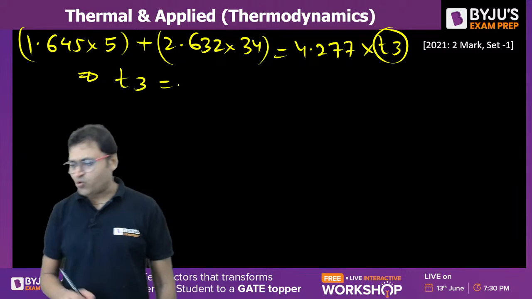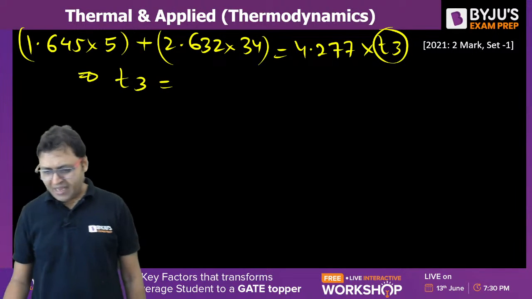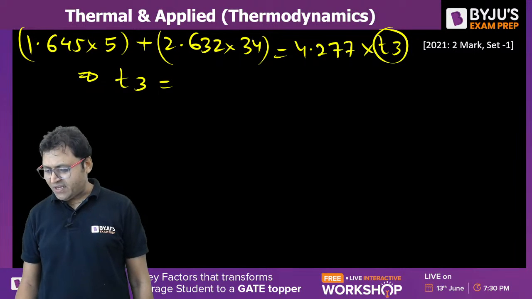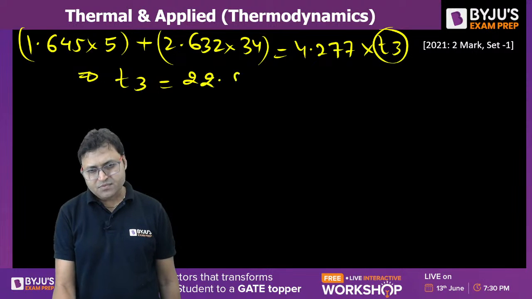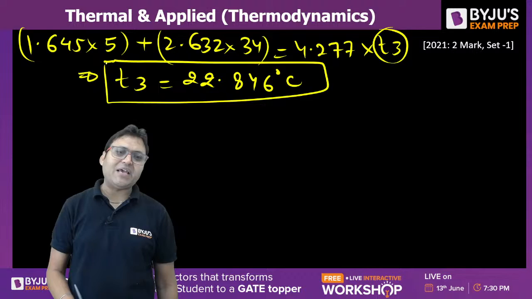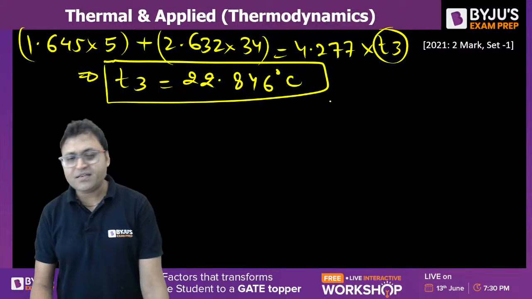We can use the temperature in degrees Celsius in the energy conservation equation. So T3 will come out to be, what is the value of T3? Are you getting 22.846 degrees Celsius? This is the value of T3 by using the energy conservation.